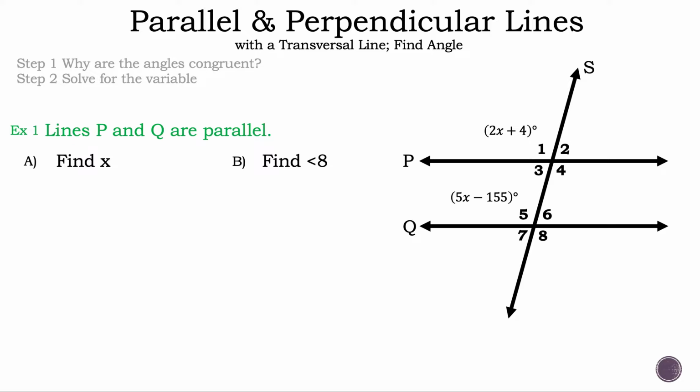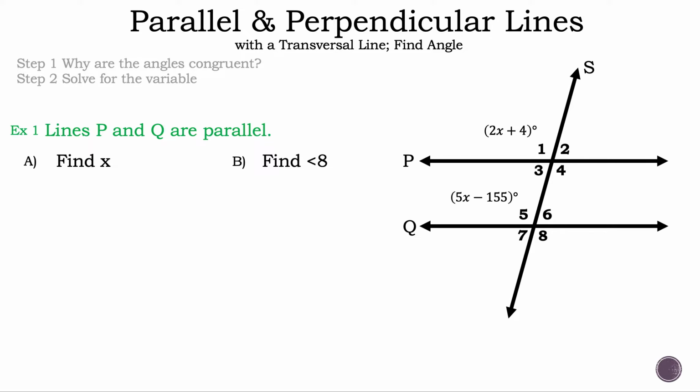It's good to read the entire question because sometimes the later parts give you information to help you solve the earlier parts. Now, let's take a look at the image that they gave us. They gave us two measurements, angle 1, 2x plus 4, and angle 5, 5x minus 155. And they did not give us angle 8. Let's start with part A.